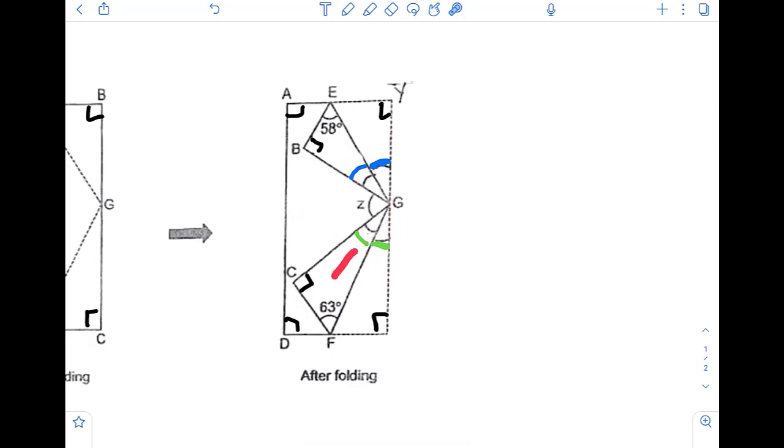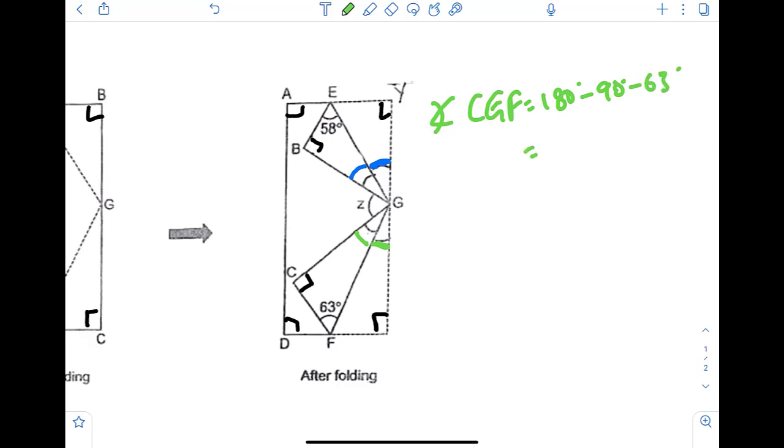Okay, now the green angles, let's start with that. So that is angle CGF. 180 minus 90 minus 63. 27 degrees. So over here will be 27 degrees. Why? Because I'm using the angles in a triangle add up to 180 degrees. So if that's 27, over here also 27. Okay, take note, take note.